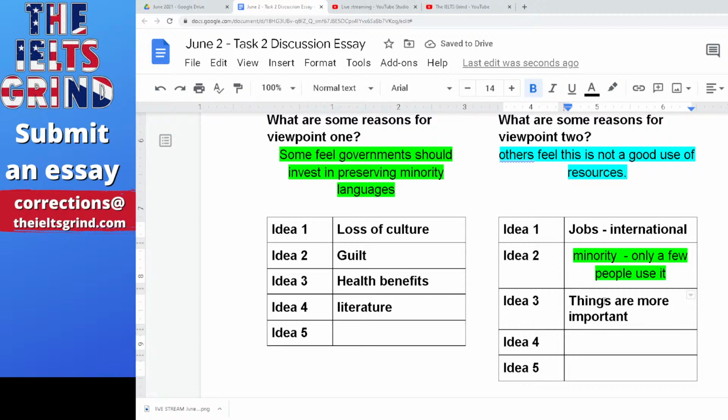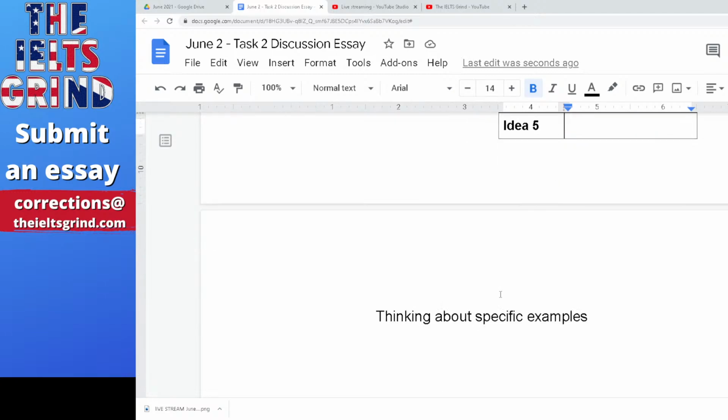So, as Marish said, there are things that are more important: poverty, health, investing in other things. I like the idea of health and poverty. Yeah, I think these are good arguments. So the idea here is, as quickly as you can, you come up with 2, 3, 4, if possible 5 ideas, and then you go through and you think, can I think of a particular example of that?